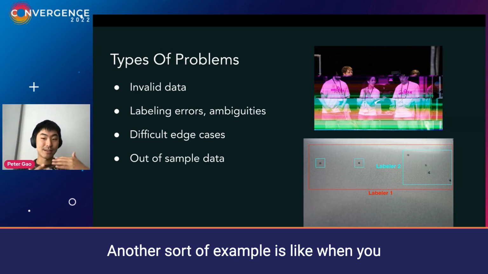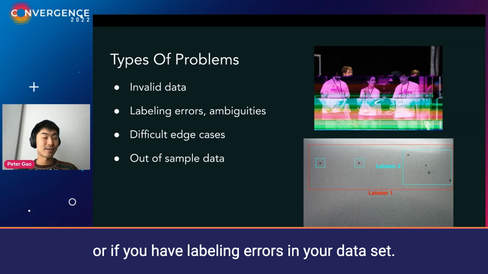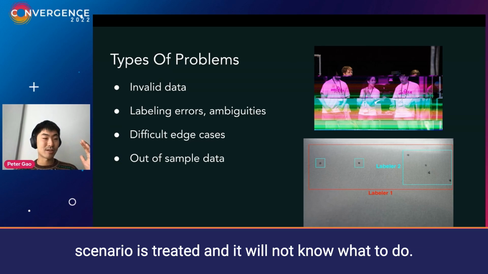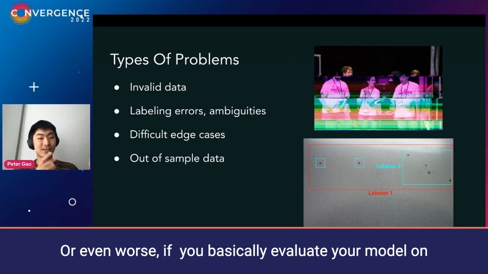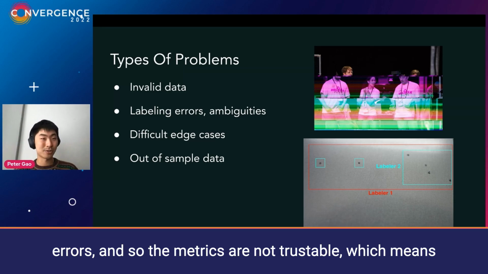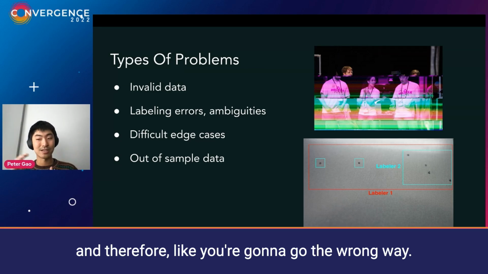You probably want to filter it out on the firmware side or something. Another example is when you have labeling ambiguities in your data set, or if you have labeling errors in your data set, the model will just see different ways the same scenario is treated and it will not know what to do. Or even worse, you evaluate your model on your evaluation data set, and the evaluation data set is full of errors. And so the metrics are not trustable, which means that you're making bad decisions based on bad data, and therefore you're going to go the wrong way.